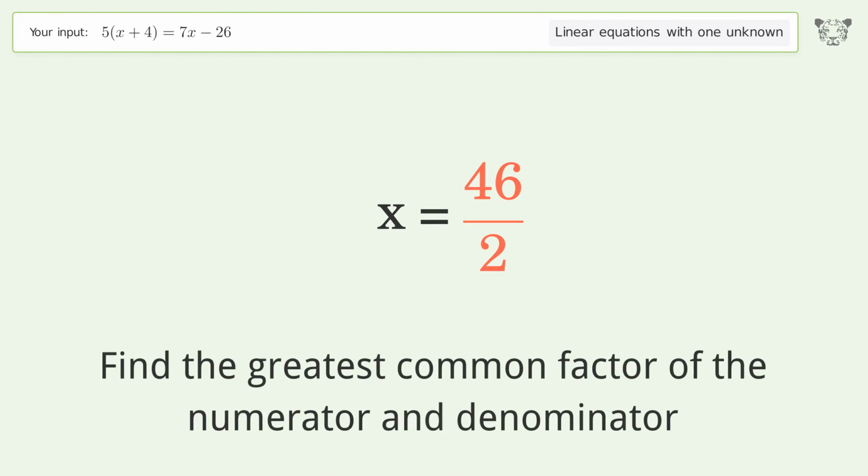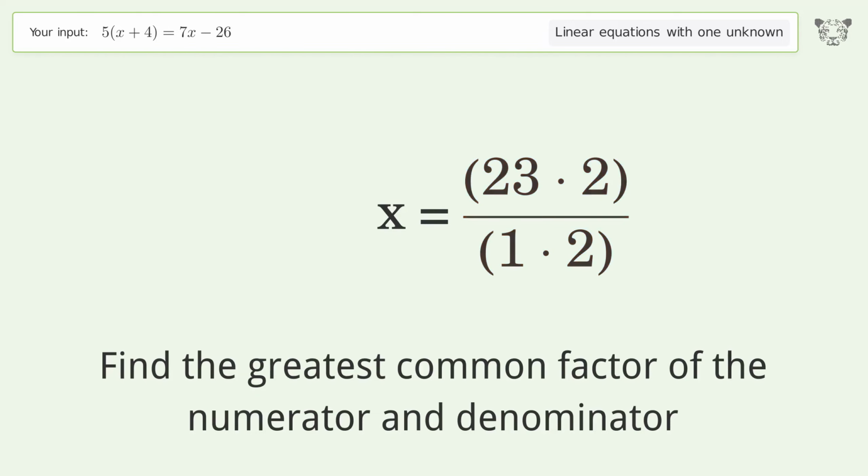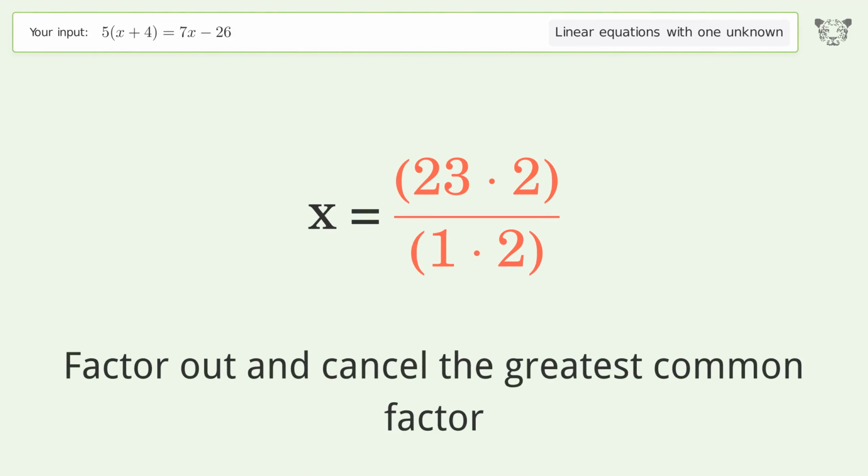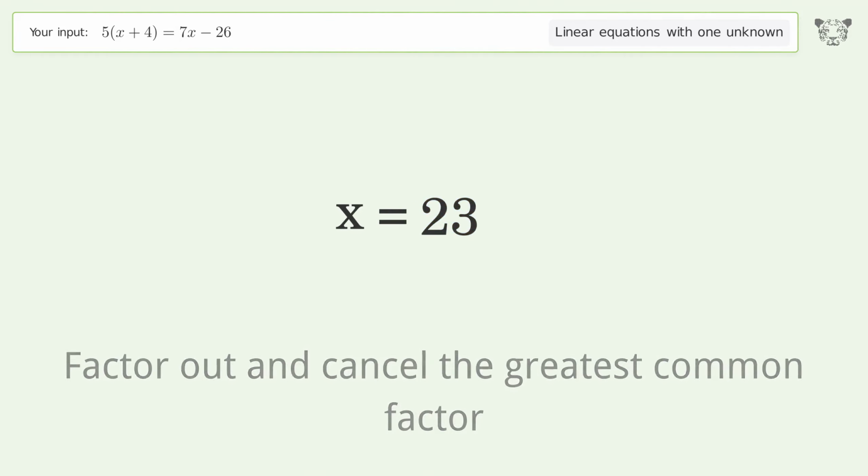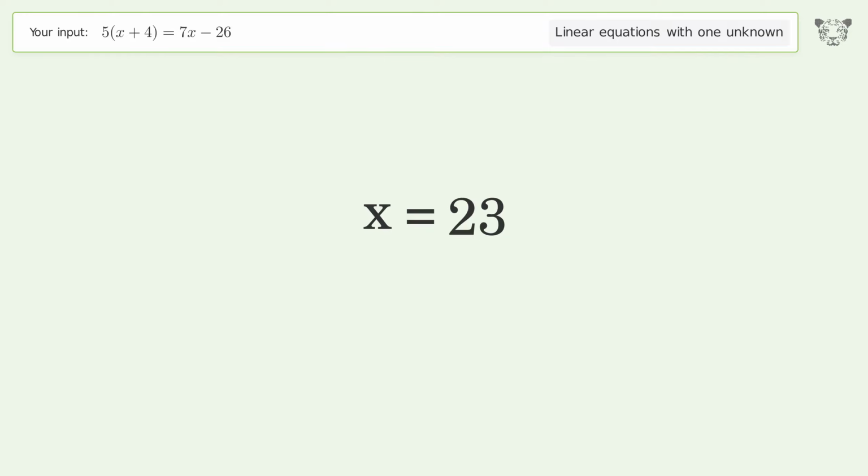Find the greatest common factor of the numerator and denominator. Factor out and cancel the greatest common factor. And so the final result is x equals 23.